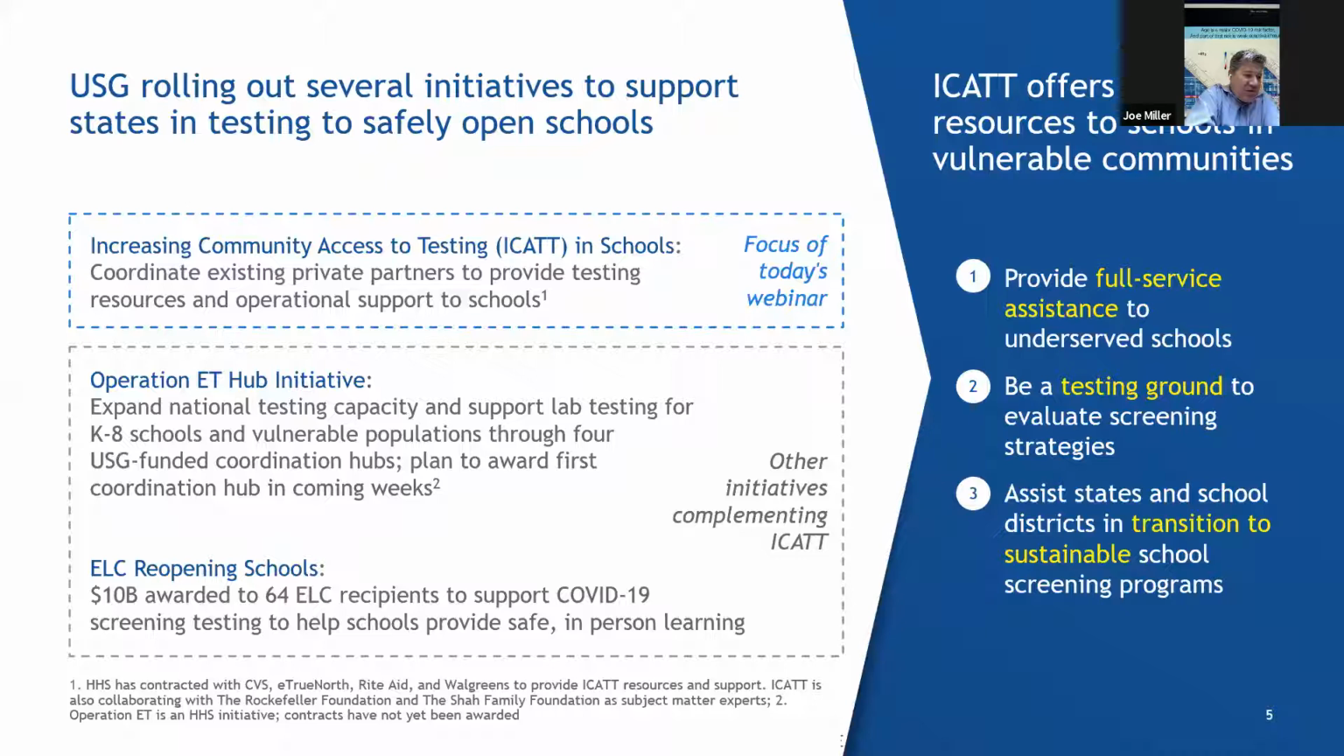So there are multiple programs the US government is supporting to help schools reopen and remain open. Today's focus is on the ICATT program. So this is the Increasing Community Access to Testing in Schools program. The ELC representative will provide more detail on their program and the timeline towards the end of this presentation. And Operation ET Hub Initiative is currently in the process of selecting contractors for their program, and they will be providing more detailed information on their program in the future.